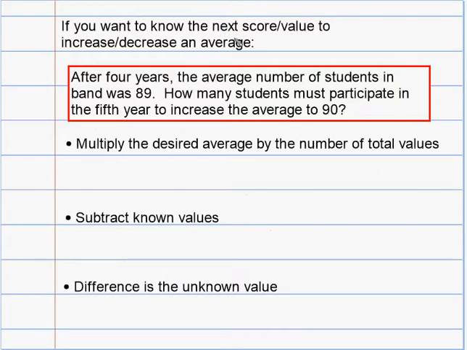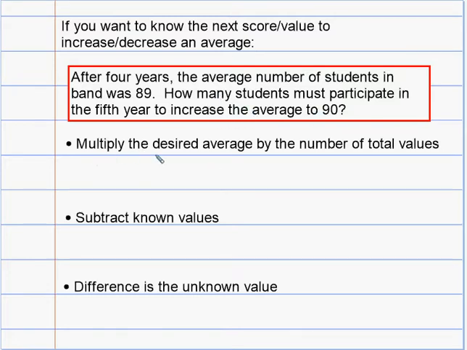Okay, so if you want to know the next score or the next value that will increase or decrease an average, here's a scenario. After 4 years, the average number of students in band was 89. How many students must participate in the 5th year to increase the average to 90? Okay, so we have an average. We want to know how many need to be in that next year. So what's the next score, the next value to increase the average to 90?